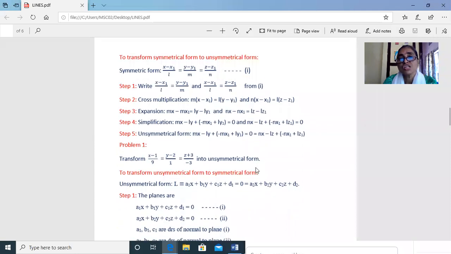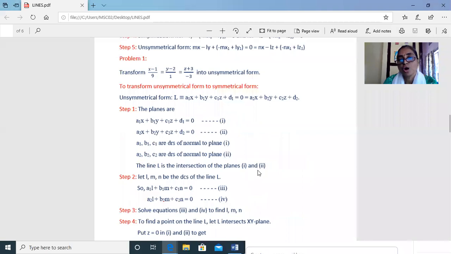Now, I think you understood how to transform unsymmetrical to symmetric also.